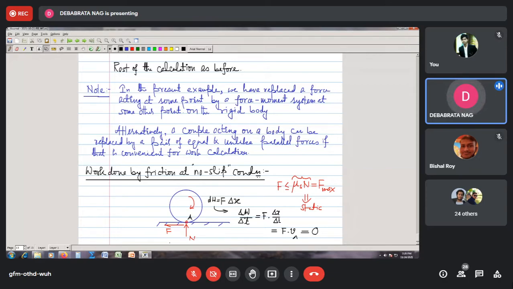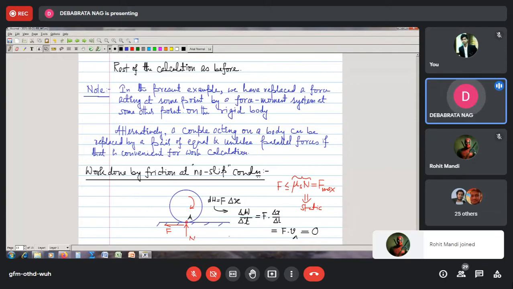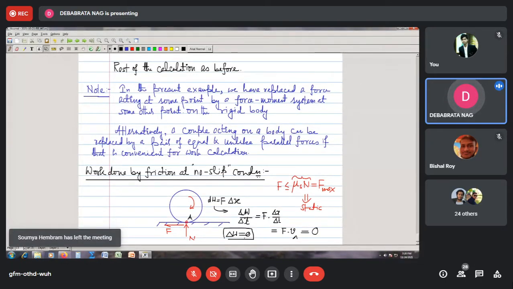So it means that the rate of work done is 0 for a very small time. So it means delta W becomes equal to 0. So it means that the work done by the friction force during the no slip situation is simply 0. However, if the roller rolls with slipping, then of course the friction force work done will not be equal to 0. In fact, friction force will be dissipative in nature.